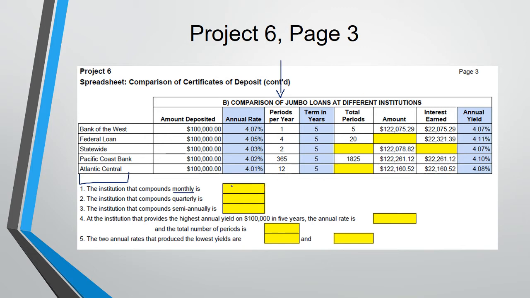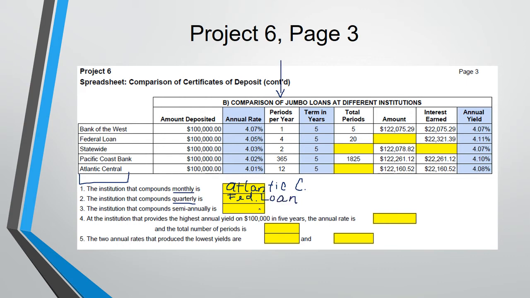So remember, we need to put in the name of the institution. So you need to type in the institution name in here. It's going to be Atlantic. I'm not going to type everything up. All right, the next one says compounds quarterly. Compounding quarterly means we are compounding 4 times per year. So that is federal loan. We're going to type in federal loan in here.